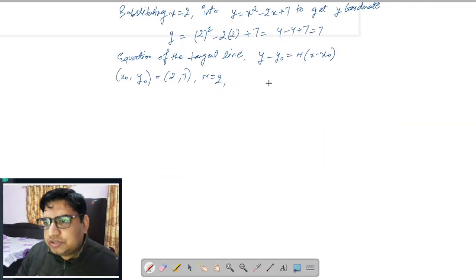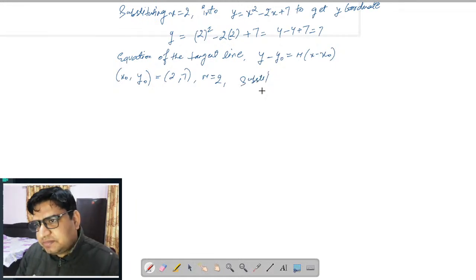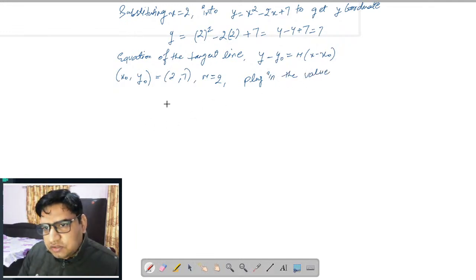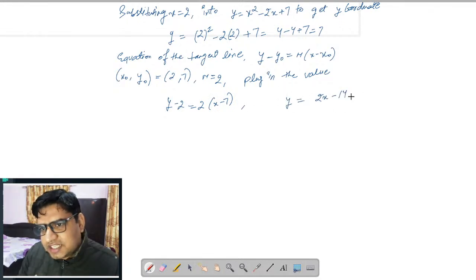So substituting into the given equation, or you can simply write plug in the value. So y minus 7 is equal to 2 times x minus 2. We'll solve it further. So y is equal to 2x minus 4 plus 7. So y is equal to 2x plus 3.